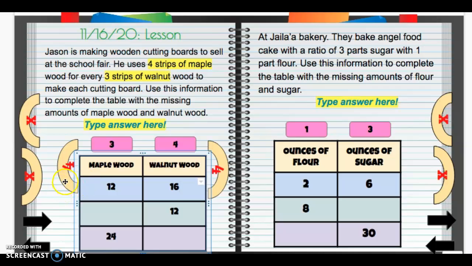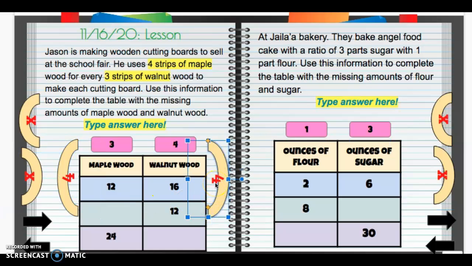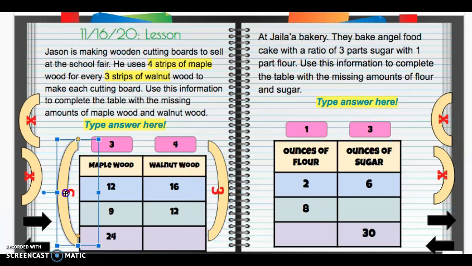Okay, so then I ask myself, if I'm going down, drag my noodle down. 4 times what gives you 12? And you would say 4 times 3. So then you have to do 3 times 3, which gives you 9. And then you ask yourself, 3 times what gives you 24? Then you have to do 4 times what gives you 24.